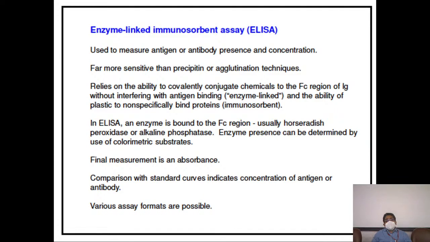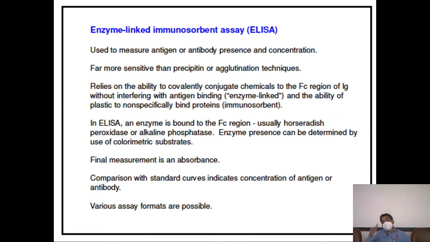In ELISA, an enzyme is bound to the Fc region of the antibody. Usually we use horseradish peroxidase or alkaline phosphatase. These are the enzymes used. The enzyme presence can be determined by use of a colorimetric substrate. Okay, so finally we measure by absorbance with an ELISA reader. We can compare with the standard curves to indicate the concentration, that is the semi-quantitative.